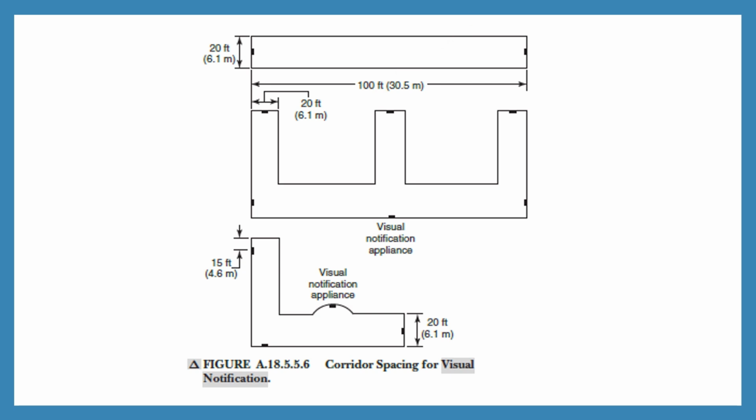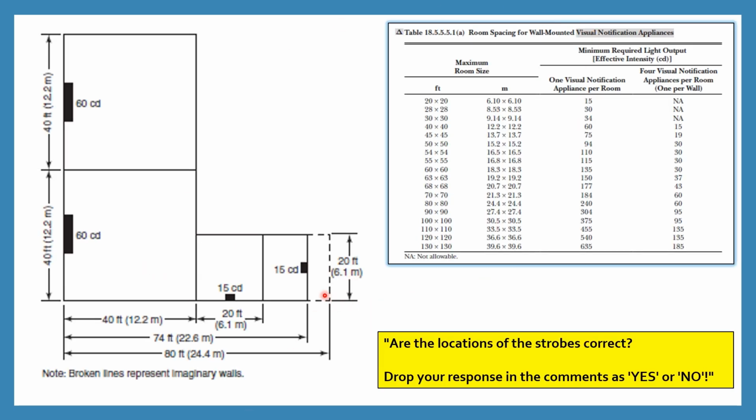This is a small exercise for you guys. Just try to check whether the locations and the candela rating placed in this particular building, or particular rooms, are correct or not based on the wall mounted visual notification appliance table. If you think the location and the candela rating both are correct, then type in the comment section as yes. If you think the location or the candela rating for any of these is wrong, just mention no, so that I will check your comments and I will respond to you once in a while.